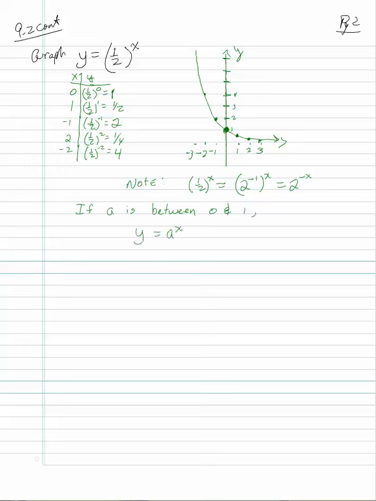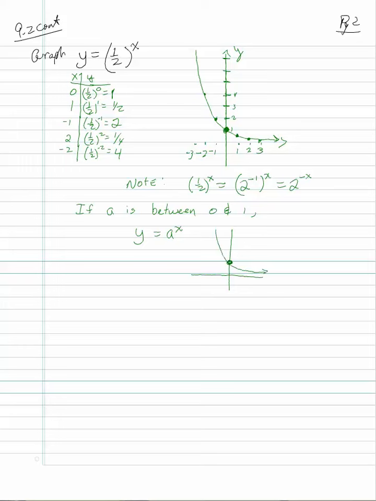Now note, a can't be negative by definition, and it can't be 1. So if this is a fraction, or 0.8, or 0.5, which is 1/2, or 7/8, if it's less than 1 but bigger than 0, it's going to have that shape. It's going to be like this. It always goes through 0, 1.